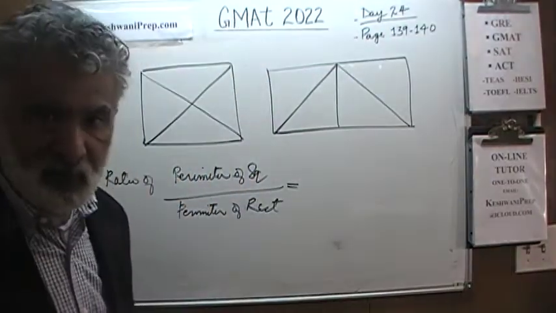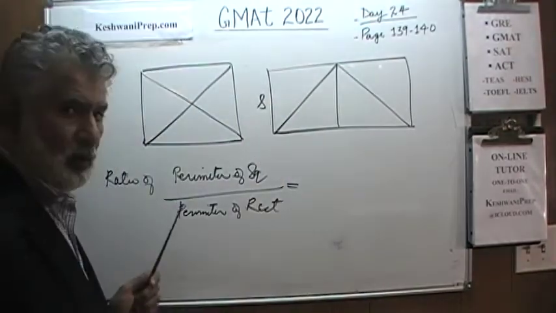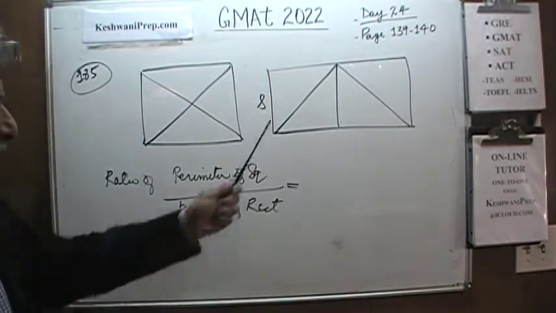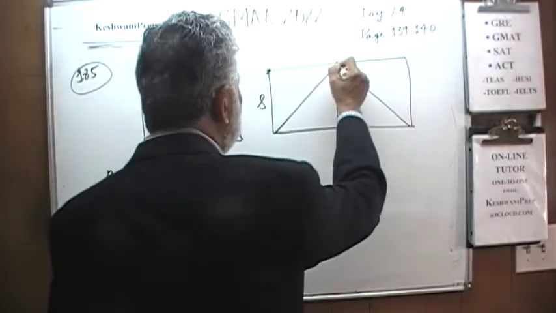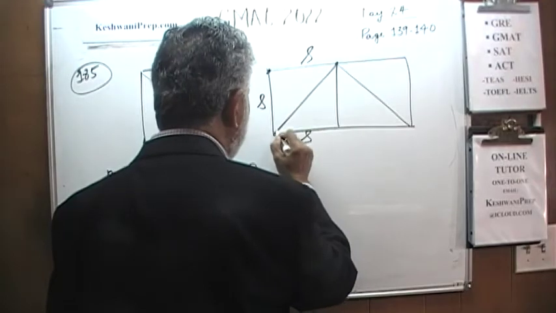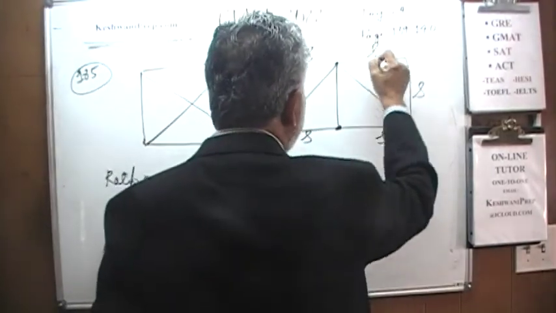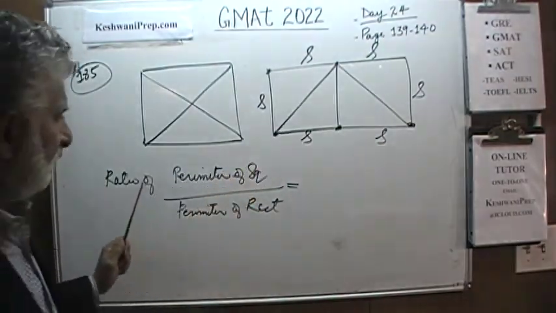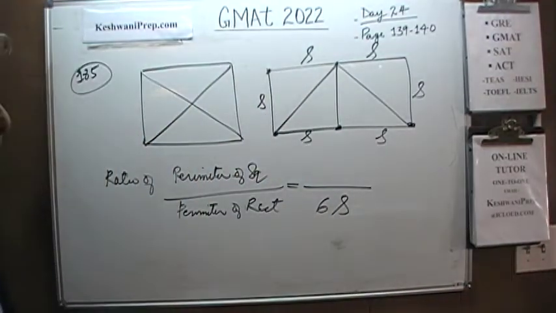Let's start with a simple part first here. Let's pretend that this side is equal to S. All the sides are going to be equal. It's the hypotenuse we have to worry about. If this is S, then from here to here is also S. This is also S right here. And from here to here is S. As you can see, the perimeter of the rectangle is very straightforward. The perimeter of the rectangle is simply 6S. That's the easiest one.